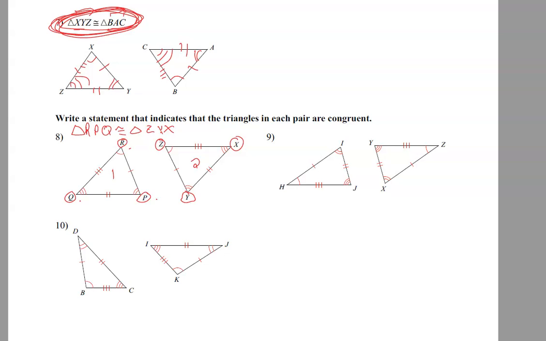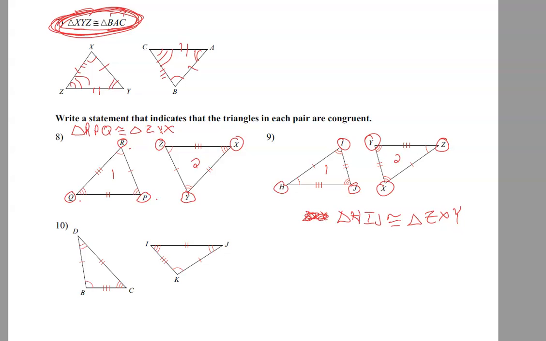Okay. Number 9, again, triangle 1, triangle 2. So I'm going to follow that same pattern. I'm going to go from the single arc, which is H, to the double arc, which is I, to the triple arc, which is J. So I'm going to call that triangle HIJ. That would have to be congruent to triangle, and then do the same order. Single arc is Z, the double arc is X, the triple arc is Y. So that's our congruency statement.